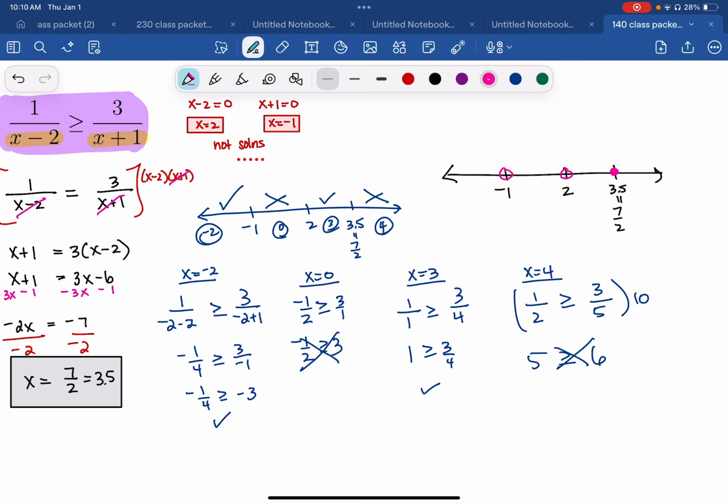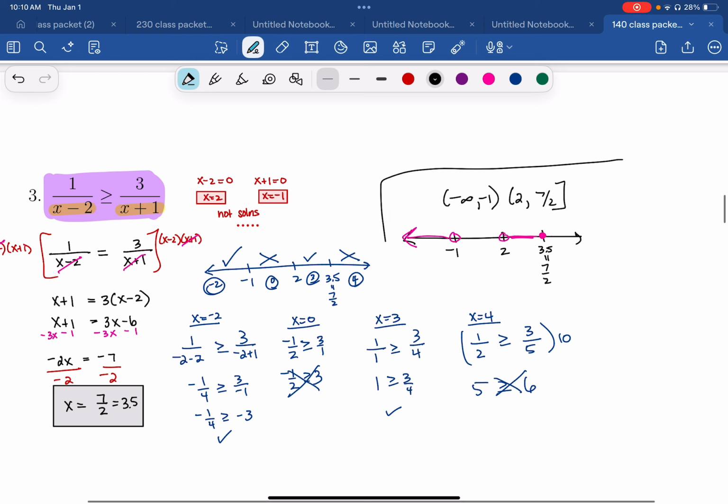Then I want the interval on the far left, less than -1. And then I want the one between 2 and 3.5. So I want these two. And so my intervals here are from -infinity to -1, but don't include -1. And then starting from 2, but not including it, and stopping at 7/2, and we are including it. And so that is my final answer.